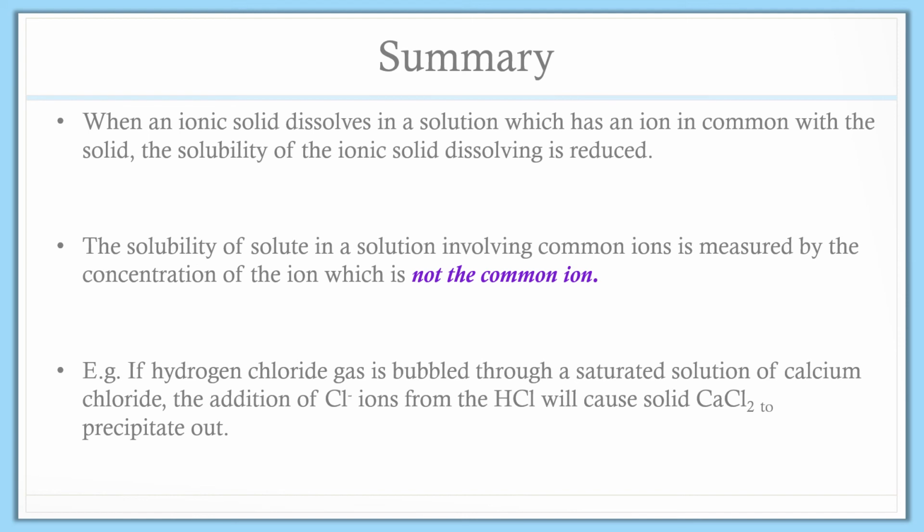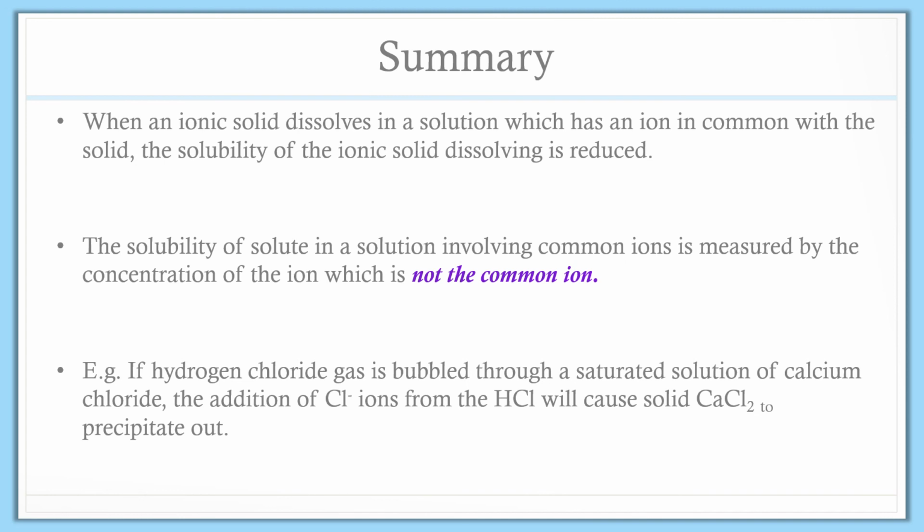Okay, next thing, the solubility of a solute in a solution involving common ions is measured by the concentration of the ion which is not the common ion. So when you're talking about how soluble the solute is, you're measuring how soluble the thing is that is not the common ion. So in our silver chloride example, we would measure the solubility of silver chloride by the solubility of silver. The reason why is the solubility of chloride gets really complicated because it's difficult to tell which chlorides come from the silver chloride and which chlorides were already there. So we measure it by the other thing, by the silver in that case.